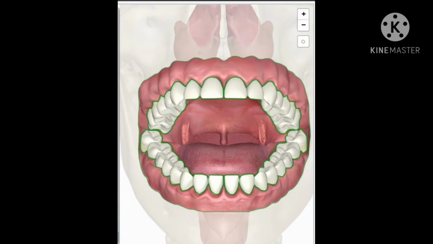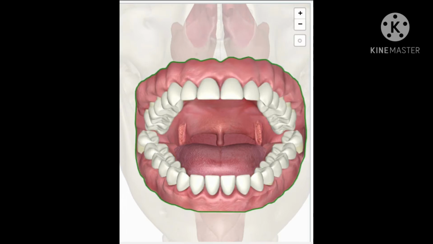Teeth. The teeth are the hard organs found in the oral cavity which are used for mastication or chewing the food. Mouth or the oral cavity. It is a hollow cavity which allows food and air to enter. It acts as an entrance point.